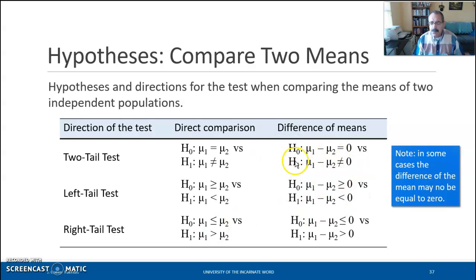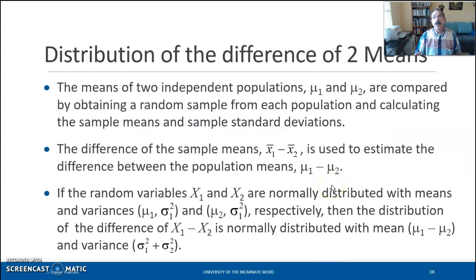Again, you need to read the problem carefully and decide what kind of hypothesis you have and what the direction of the test is. All right, so now how do we find this distribution of differences so that we can carry out this comparison? So we're going to use the difference of the sample means to estimate the difference of the population means.